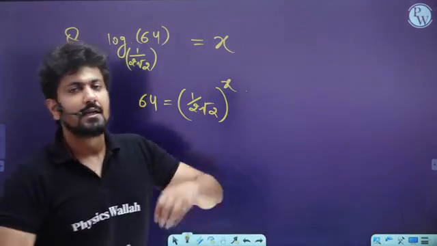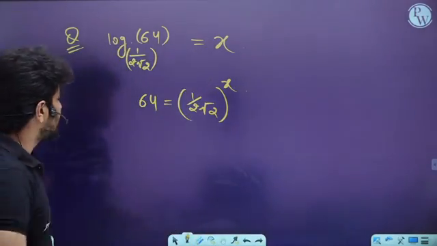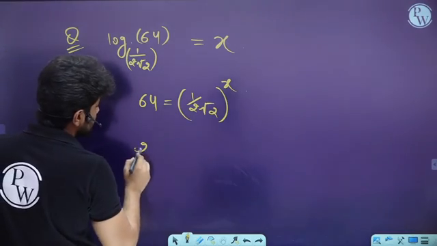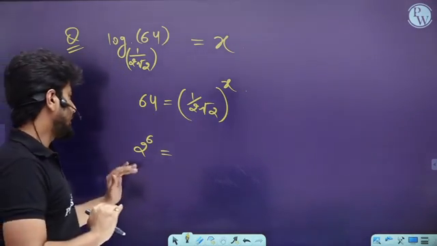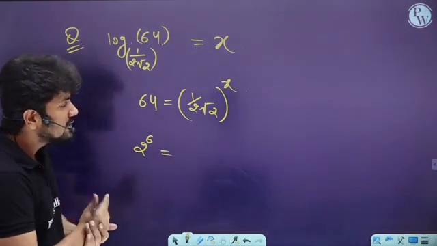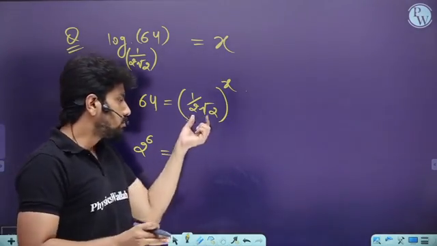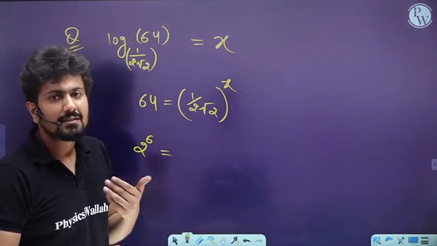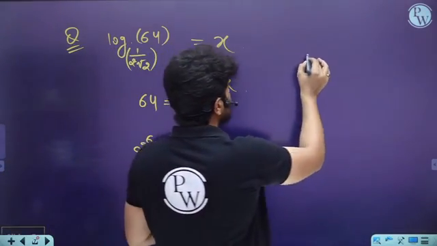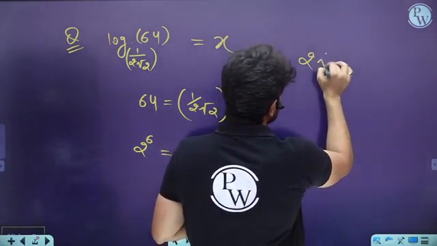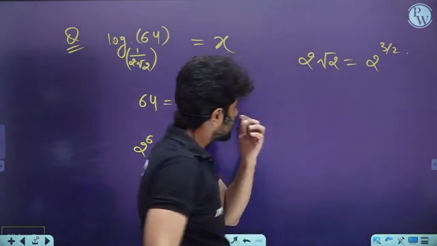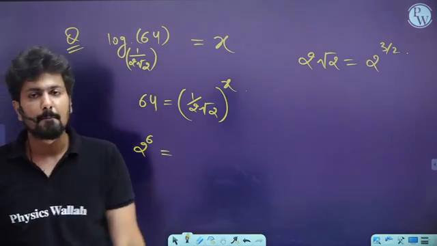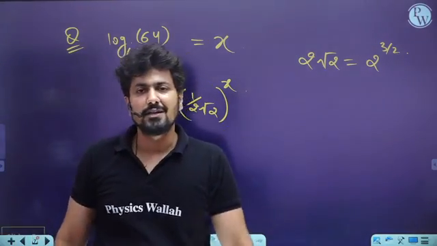2 cubed is 8, and 8 into 8 is 64. So basically 64 is 2 raised to the power 6. So you can write the left hand side as 2 raised to the power 6. In a similar way, 2 root 2: root 2 is 2 raised to the power 1 by 2, so you can write 2 root 2 as 2 raised to the power 3 by 2.